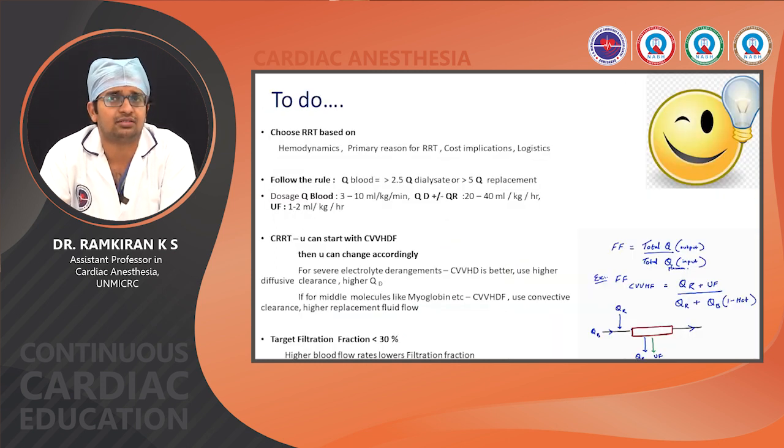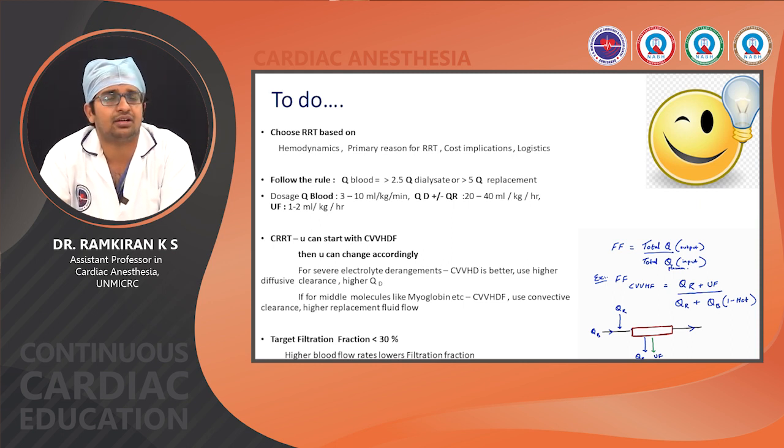So what are the other things which will help you carry out better renal replacement therapy in the ICU? First, choose RRT based on the hemodynamics, not primarily on cost implications and other logistics. So follow the rule. For example, blood flow should be greater than 2.5 times the dialysate flow, and it should ideally be around 4 to 5 times the replacement fluid flow. So this should be the target to maintain the filter properly, for effective function of the filter.